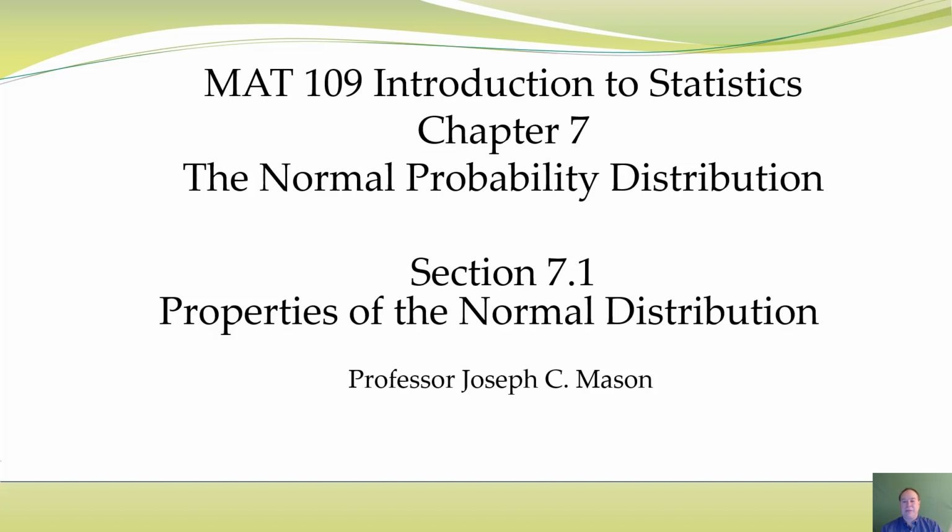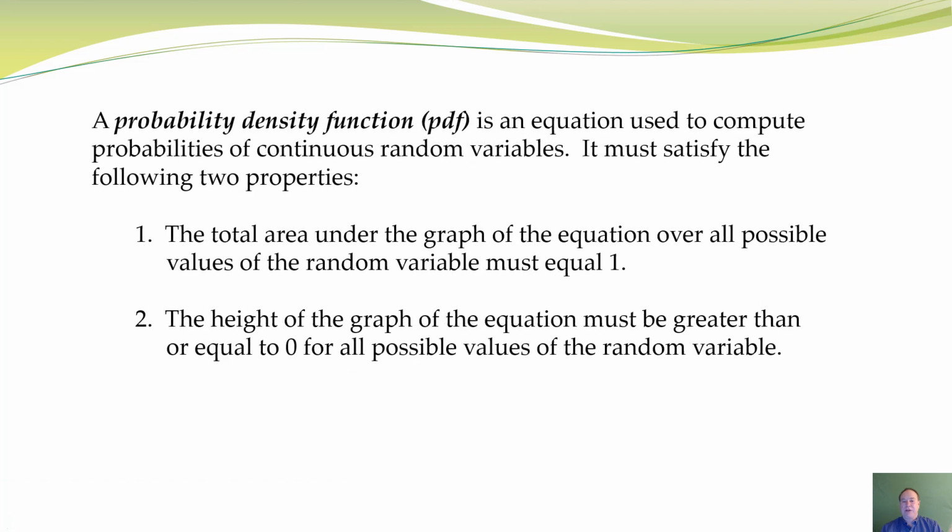Introduction to Statistics, Chapter 7, The Normal Probability Distribution, Section 7.1, Properties of the Normal Distribution. A probability density function, or PDF, is an equation used to compute probabilities of continuous random variables. It must satisfy the following two properties. Number one, the total area under the curve of the equation over all possible values of the random variable must equal 1. Number two, the height of the graph of the equation must be greater than or equal to 0 for all possible values of the random variable.